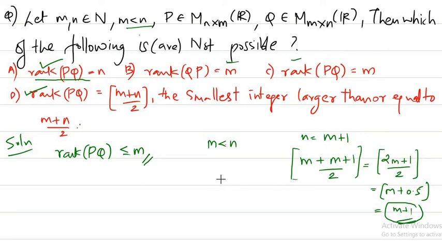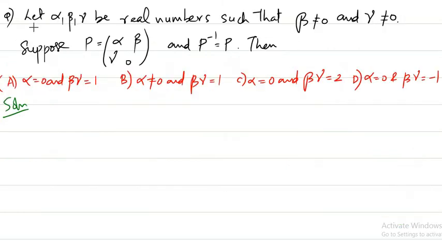Now we'll move on to the next challenging problem from this section. Here you can see a question: let alpha, beta and gamma be real numbers such that beta is non-zero, gamma is non-zero, and suppose that P is this matrix [alpha, beta; gamma, 0], and P inverse is given as P. Then we are asked which of the following options are true.